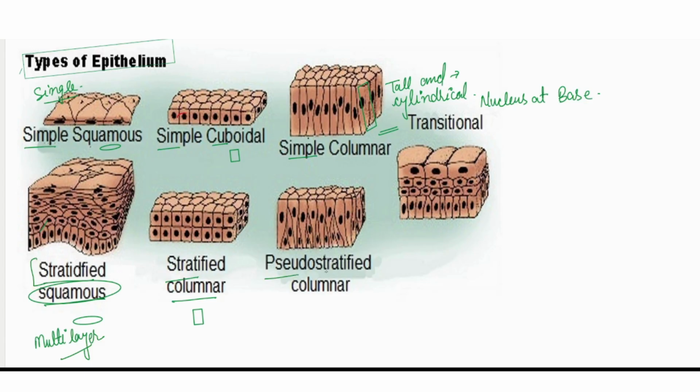Here the pseudo stratified, which is again column shape. The shape would be the same but the layers would be more than one, so that is why stratified squamous, maybe stratified columnar, maybe stratified cuboidal. This one is not actually columnar, this would be the cuboidal shape. So this is not correct as given here, so we'll go with this one. And now the transitional epithelium would be part of the compound epithelium.